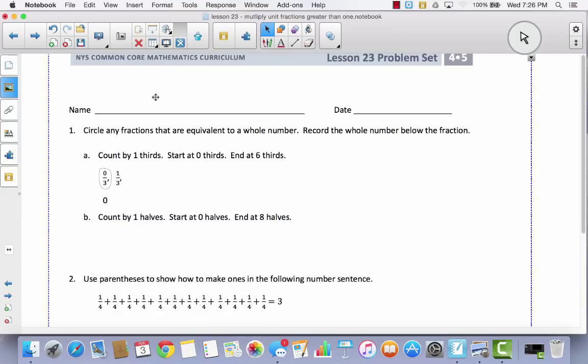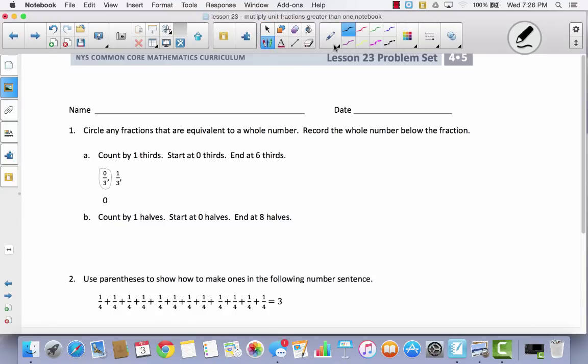All right, so let's go ahead and take a look at our problem set today. And first, we're just going to practice counting by thirds. We're going to start at 0 thirds, and we're going to end at 6 thirds. So we have 0 thirds, 1 third, 2 thirds, 3 thirds, 4 thirds, 5 thirds, and 6 thirds.